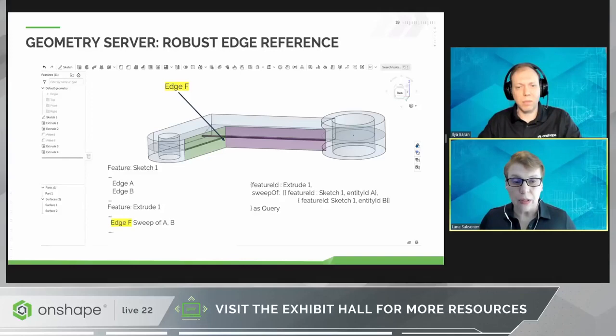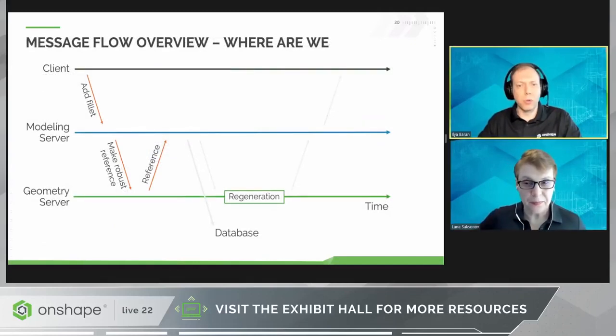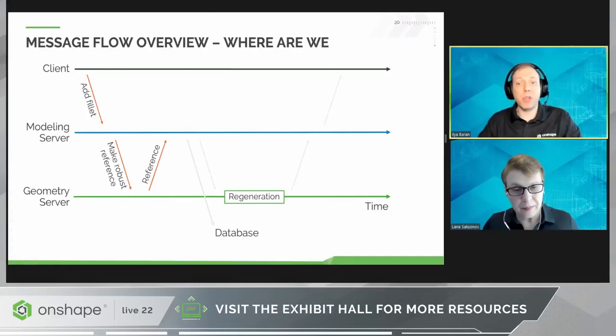The new query is converted into a compressed string and sent back to the modeling server. And Ilya can tell you what happens next. So to sum up, the client has asked to add a fillet. The modeling server asked the geometry server to make a robust reference to the edge being filleted, and the geometry server responded with a query. And now we're back on the modeling server.